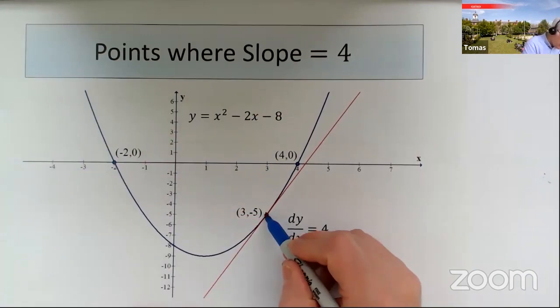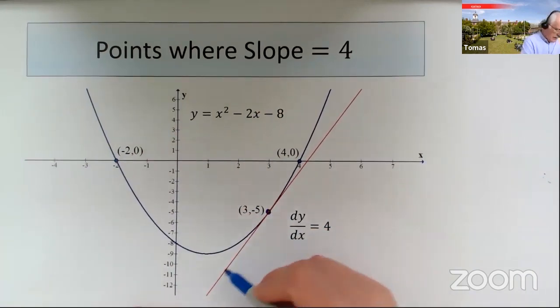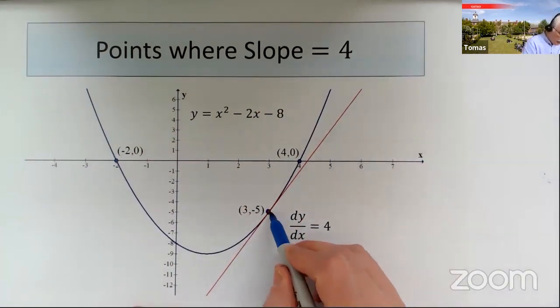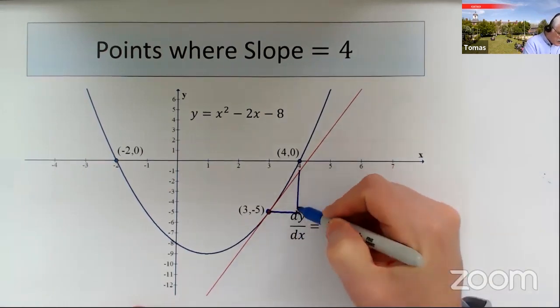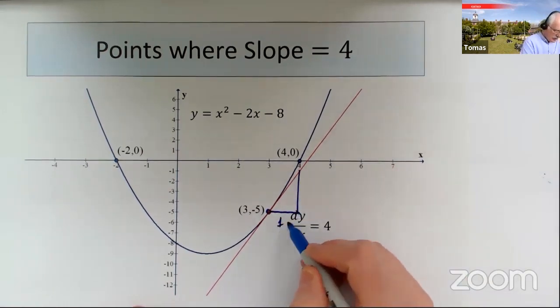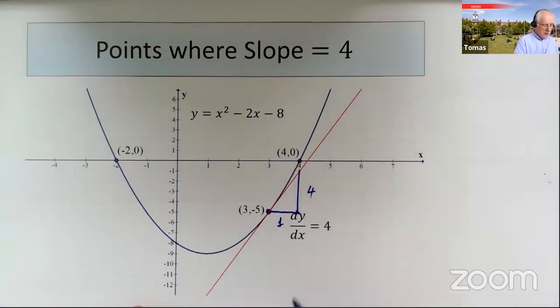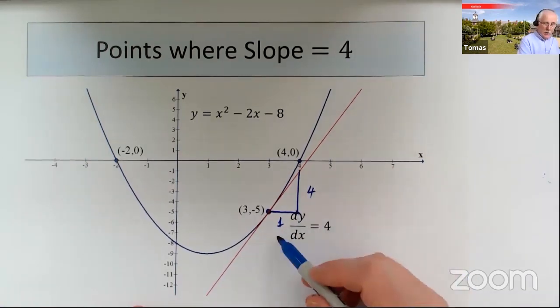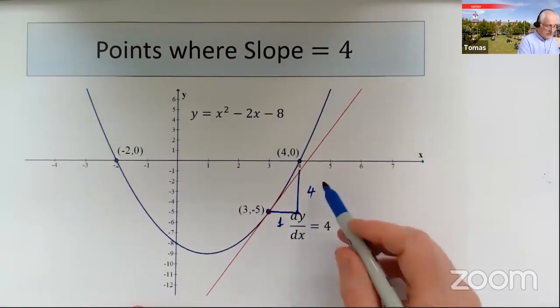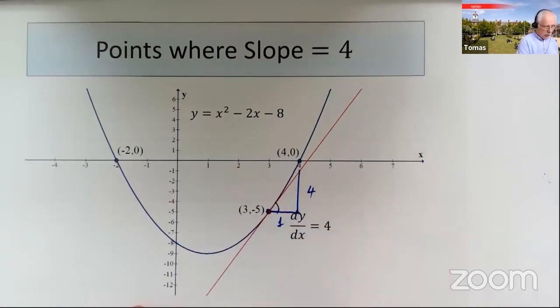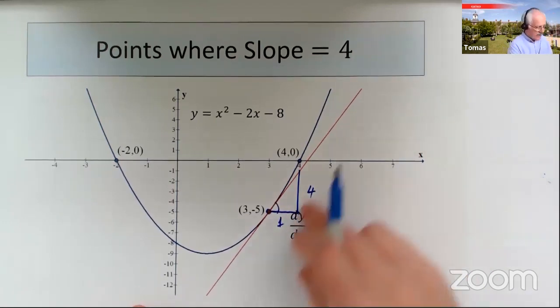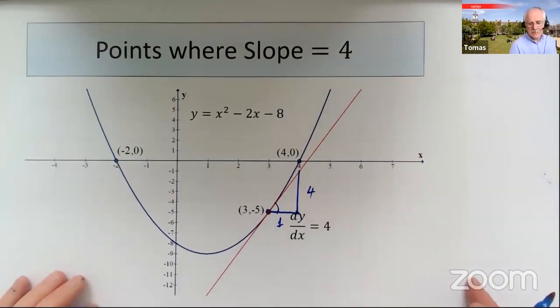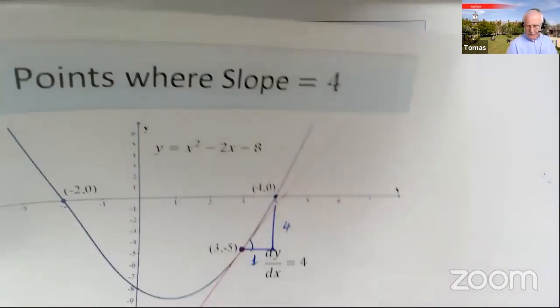At this particular point only is the slope equal to 4. For every 1 step out, I'm going 4 steps up. So for every 1 step, I'm going 4 up. 4 over 1 is the dy/dx. 4 over 1 would be the tan of this angle. 4 over 1 would be the slope of that line. So that's how we do it. That's how we do that graph.